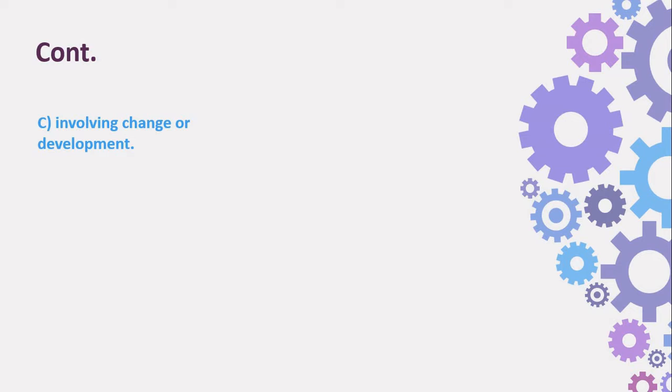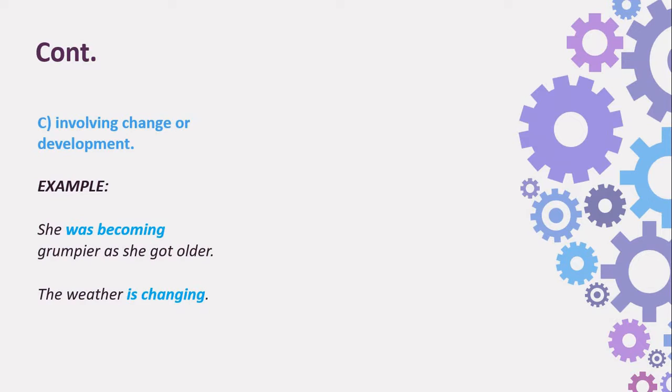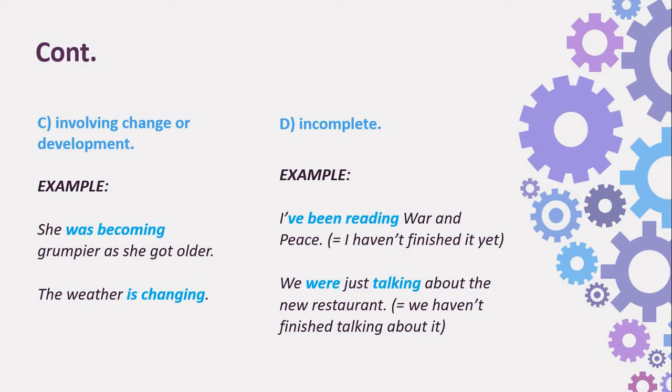You can also see this situation as involving change or development. She was becoming grumpier as she got older. The weather is changing. You can also see the situation as incomplete. For example, I have been reading War and Peace. This means I haven't finished it yet. We were just talking about the new restaurant. It means we haven't finished talking about it.